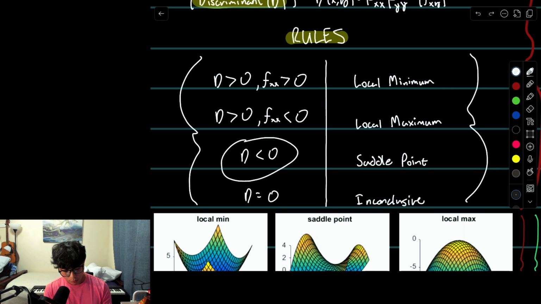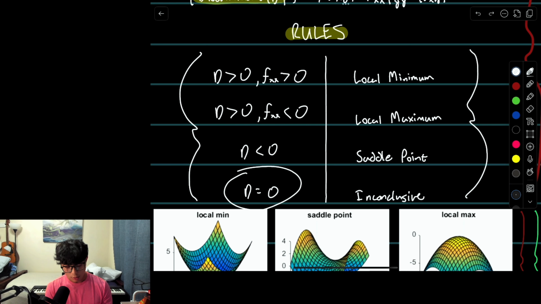Now it's different with the saddle point because it will be fairly obvious when your discriminant is going to be below 0. But if your discriminant does equal 0, that's going to be an inconclusive test and you have to find another way to do it, similar to how we did series in calculus 2.